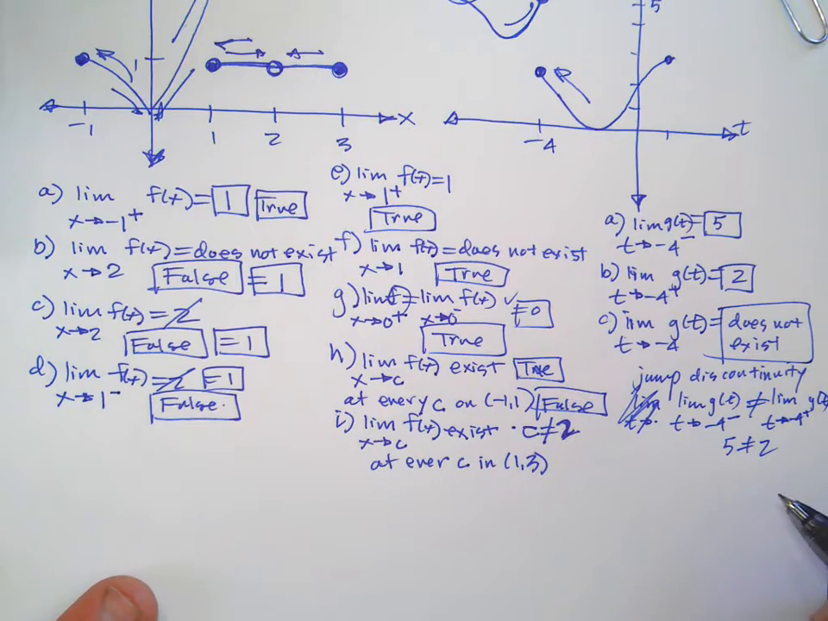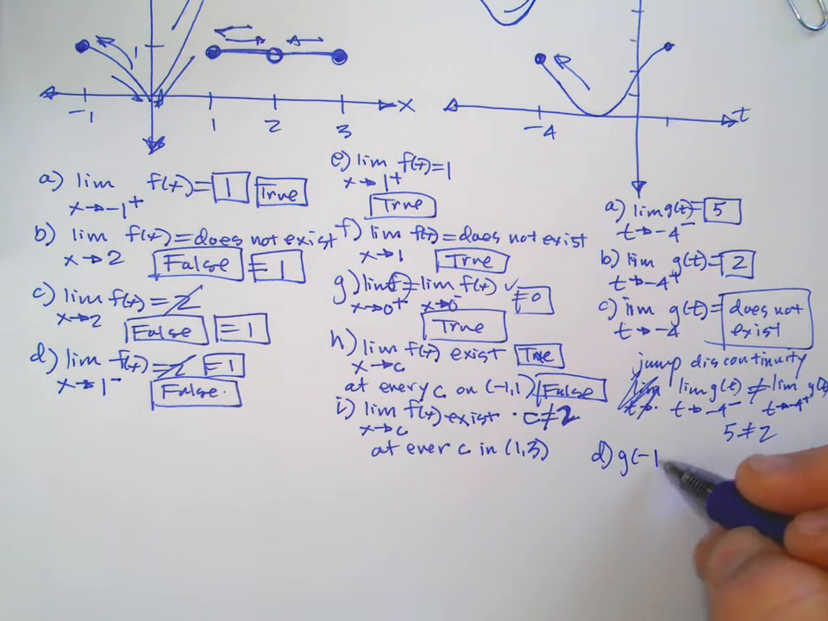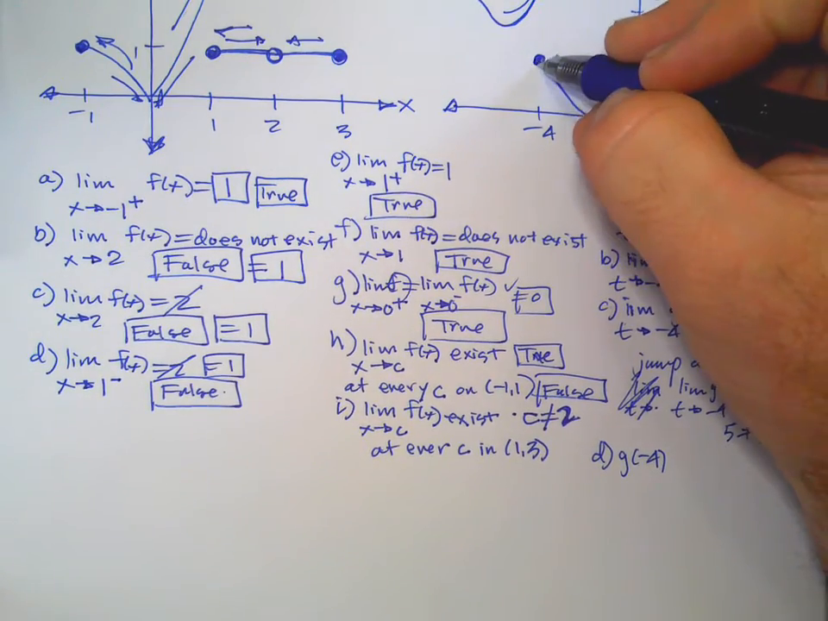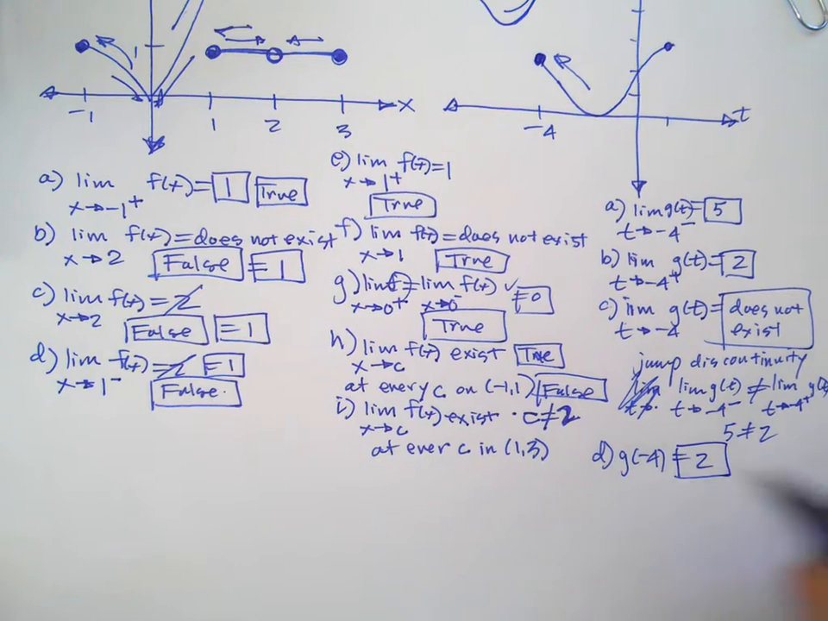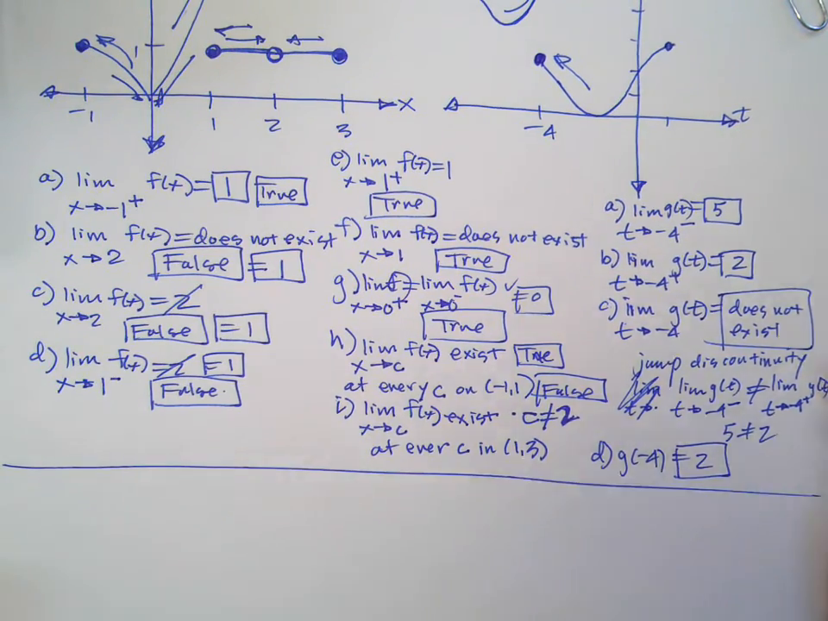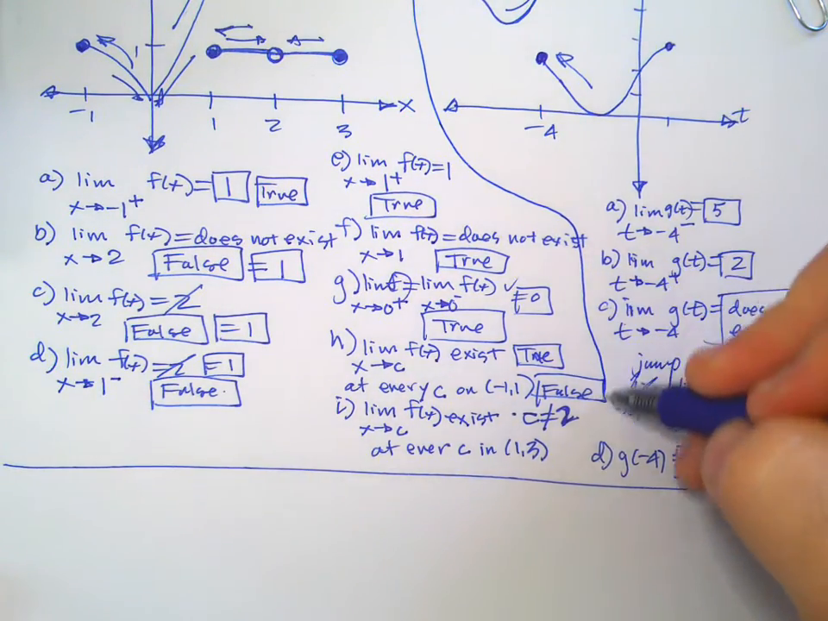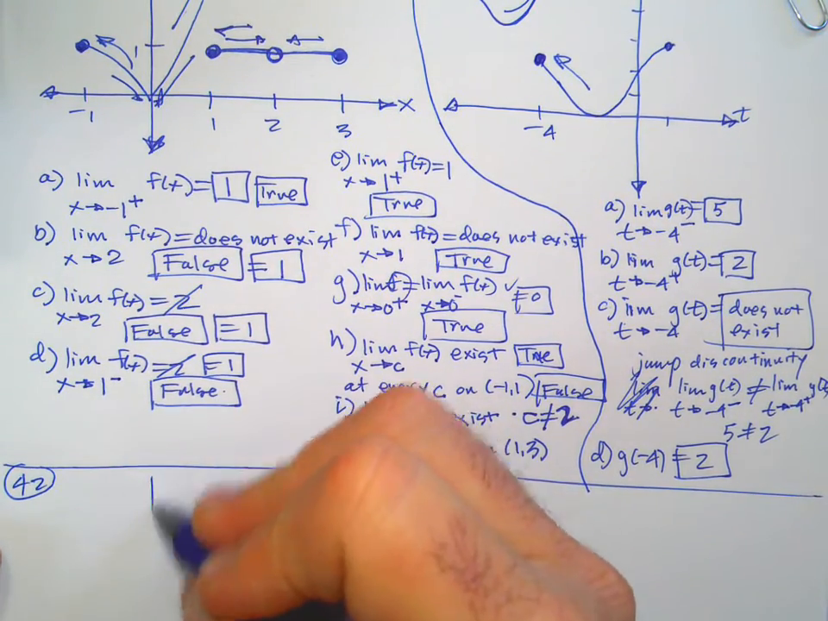All right, D says g of -4. Well, that's just the value of the function. So whatever the dot is, 2. So that's 40. 42, 44, like that. So 42, got a picture.